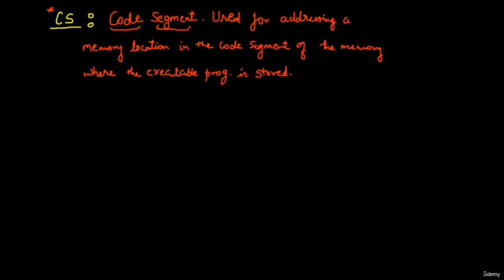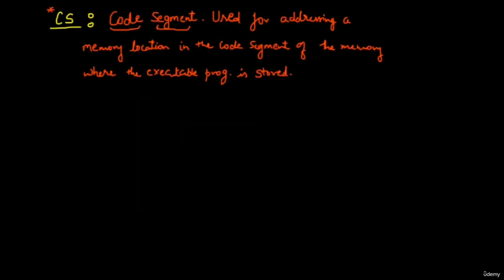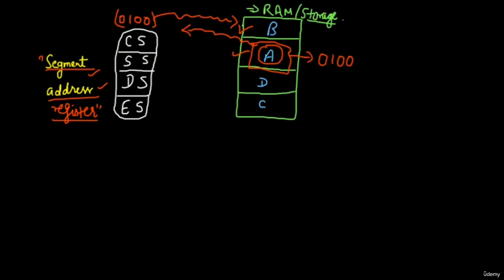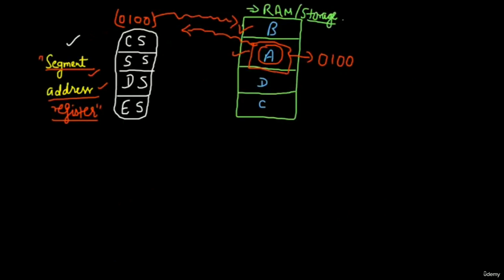So CS means code segment. What is the CS? CS is a part of the segment address register. Okay, so who is going to use the segment address register? Well, obviously microprocessor. Yes, you are right, but what specifically is going to use it?